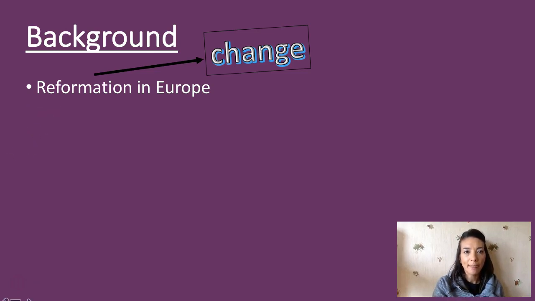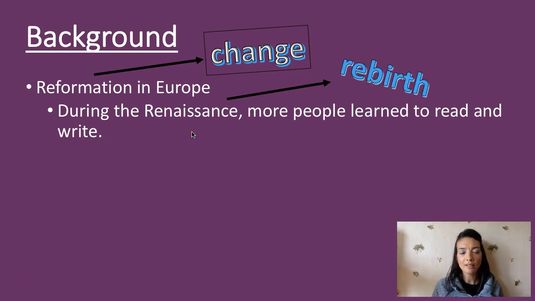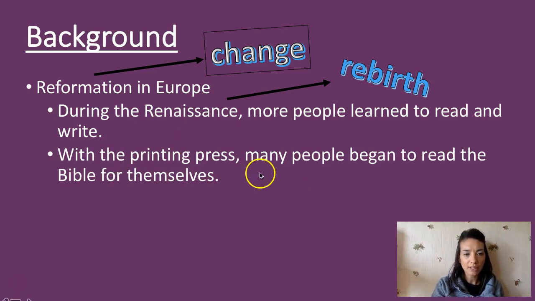Now we have to back up even a little bit further and talk about the Renaissance. It says during the Renaissance, more people learned to read and write. That's because during the Renaissance, there was this flourishing of the arts, the sciences, literature, okay? So more and more people were becoming educated. Now, Renaissance, to help you remember this period of time, means rebirth. So Renaissance is this rebirth of the arts and the sciences and literature.